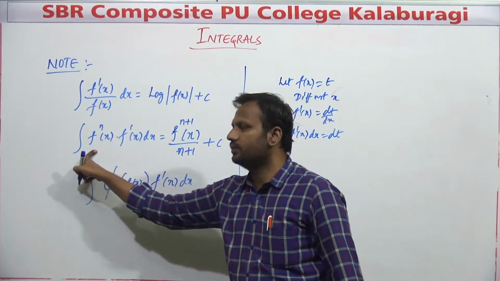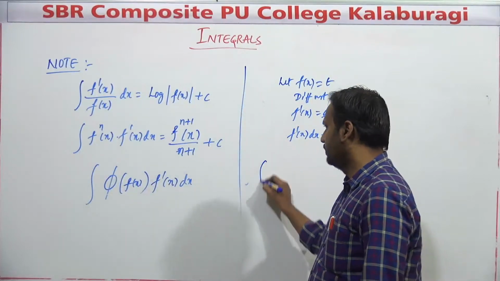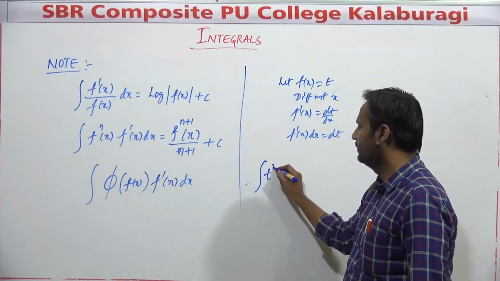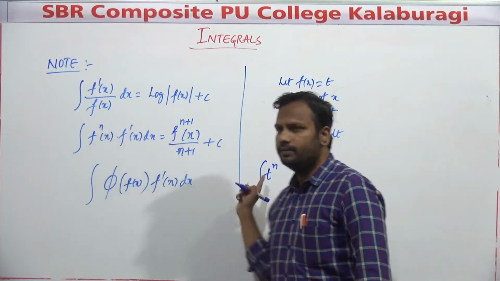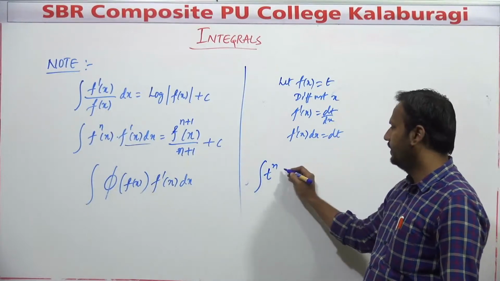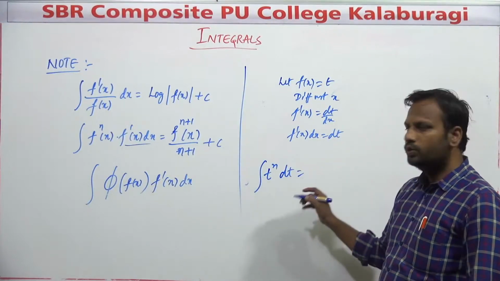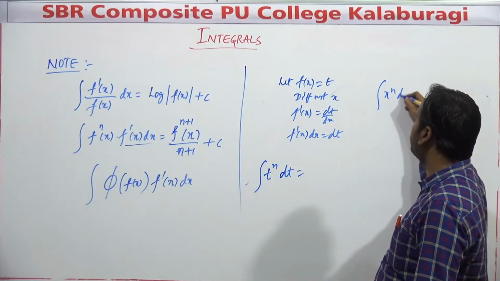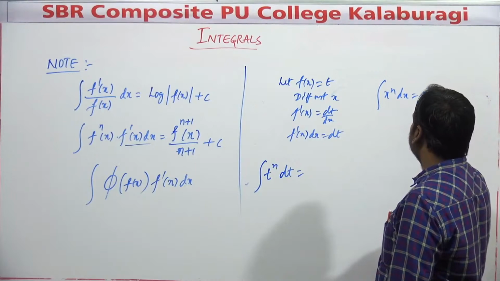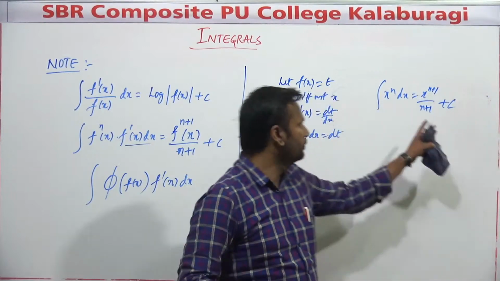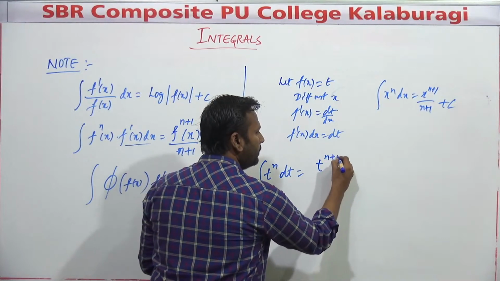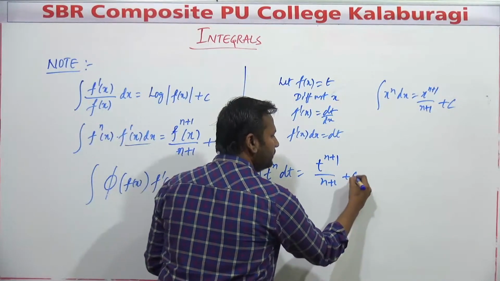Right? Substitute the LHS of the second integrand. So what happens here? f of x, what I have substituted there? t. Right? Power is what here? n. So what is f dash of x dx here? It is dt. We know this formula, x raised to n formula. What is x raised to n formula, students? x raised to n plus 1 by n plus 1 plus c. This is the formula we know. Apply this here. It looks like the same thing. t raised to n plus 1 by n plus 1 plus c.